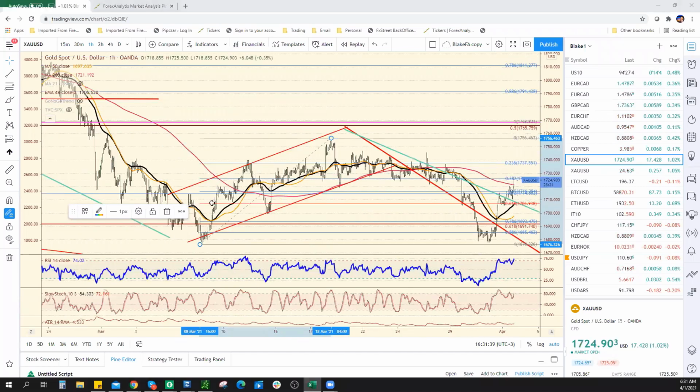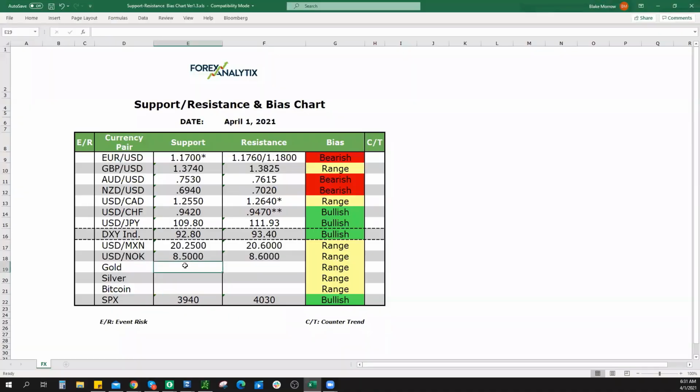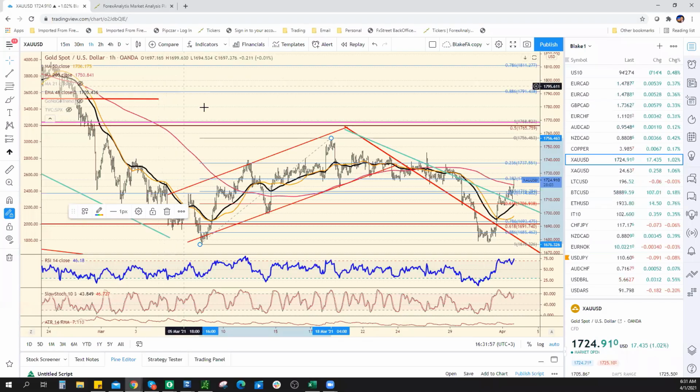All right, so I'm going to just write down 1680, key support, 1760, key resistance. While we're below that resistance, we have to stay bearish. Okay. But we're getting a decent move right now.